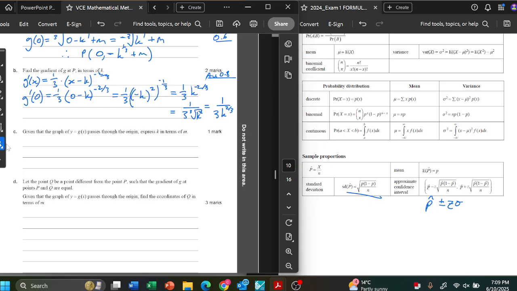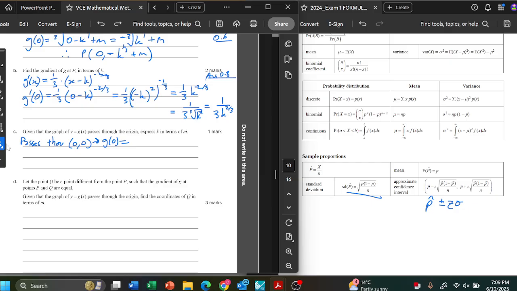Okay, 2 more questions to go. We're so close to the end. Okay, so now let's see this question here. We've been given that the graph of y equals g(x) passes through the origin. We need to express k in terms of m. So if it passes through the origin, we know it passes through 0, 0. So therefore, g of 0 must be equal to 0, right? So g of 0, that's this function here. We've already got that from before.